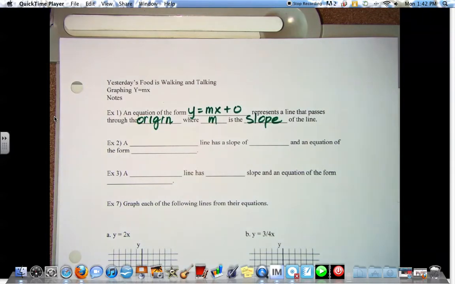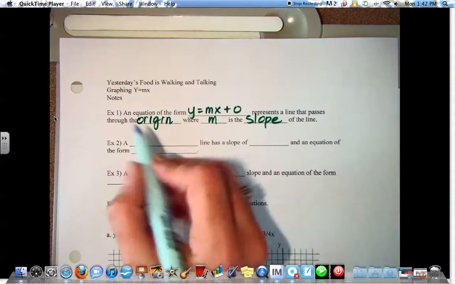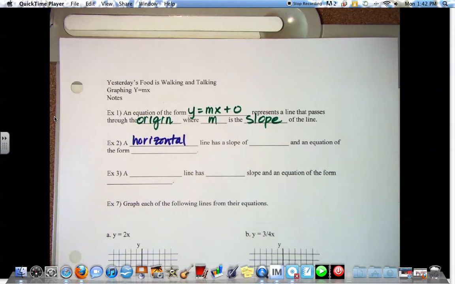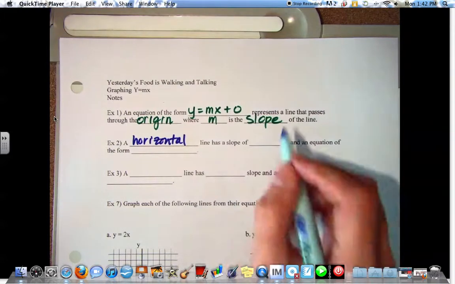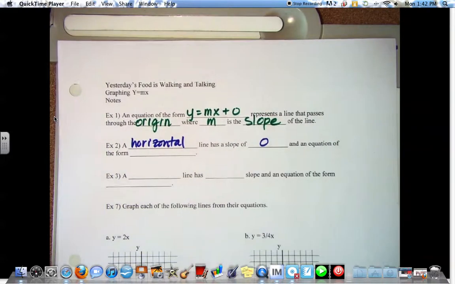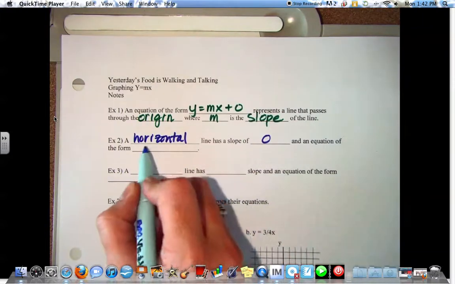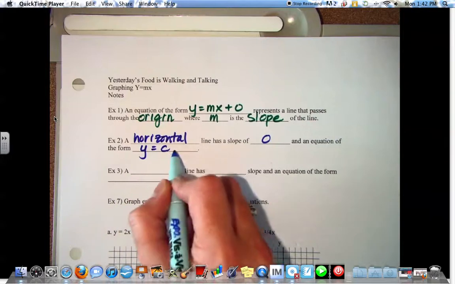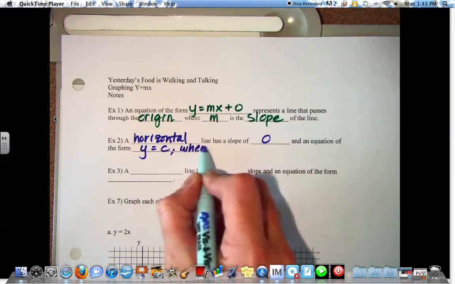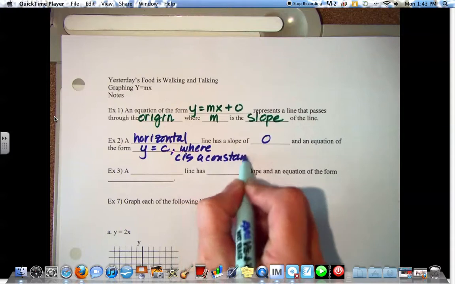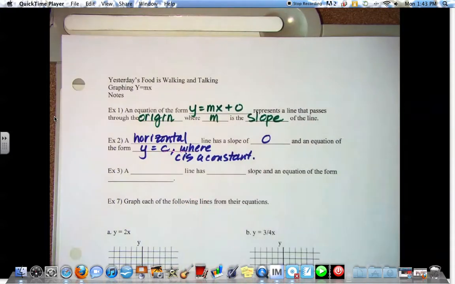Now, on that sheet that I just passed out, you saw that a horizontal line has a slope of 0, and it has an equation of the form y equals c, where c is a constant. I'll show you.